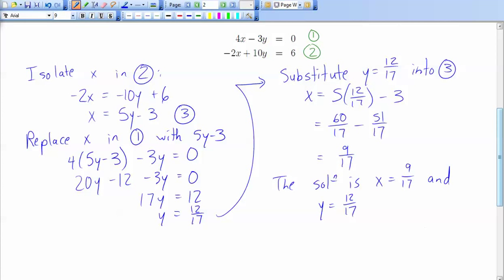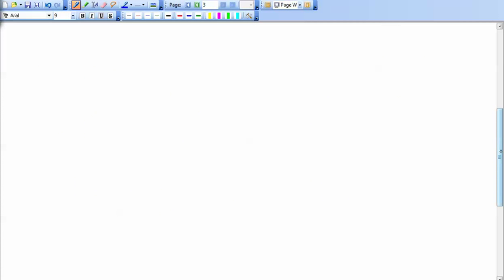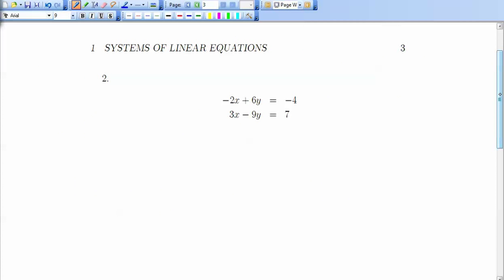Let's try another example here. All right, so here again, we'll label our equations. If I look at equation 1, if I isolate x, everything would be integer. If I isolate y, it looks like I would get some thirds. In equation 2, if I isolate x, well, 7 divided by 3, that'll be thirds again. And if we isolate y, we'll get some ninths. So it sounds like the best one is to isolate x in equation 1.